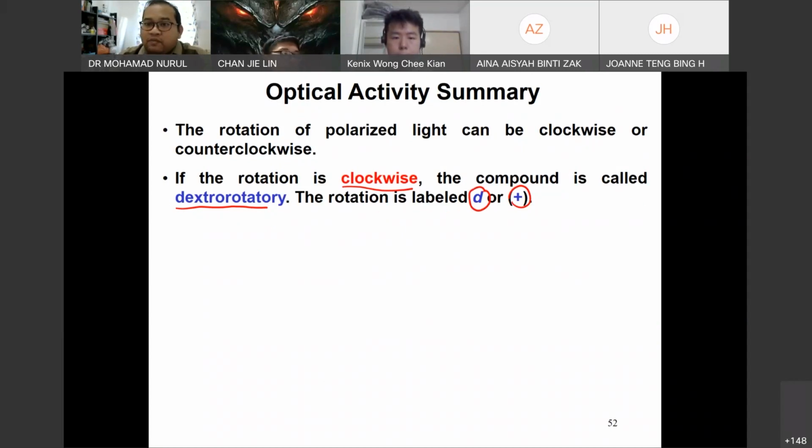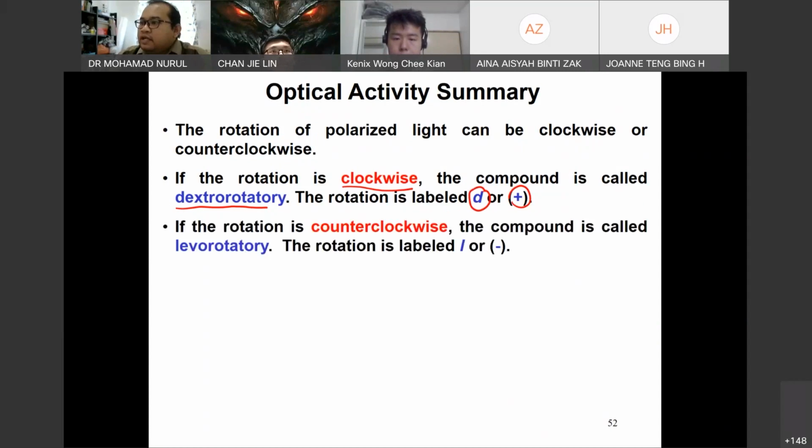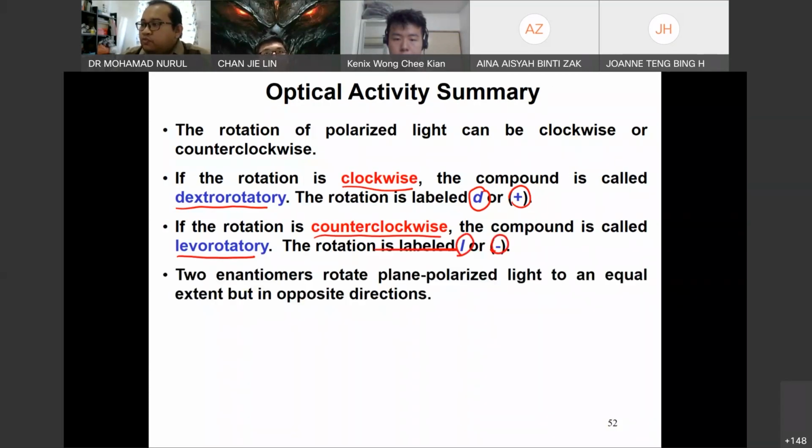Anybody who is working in biology, molecular biology for example, will be playing around with this. If the rotation is counterclockwise, we call the compound levo. It's a Latin word, so it has a minus sign here. Two enantiomers rotate polarized light to an equal extent but in opposite directions.